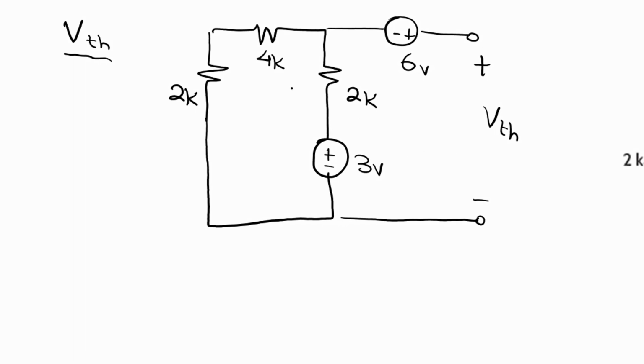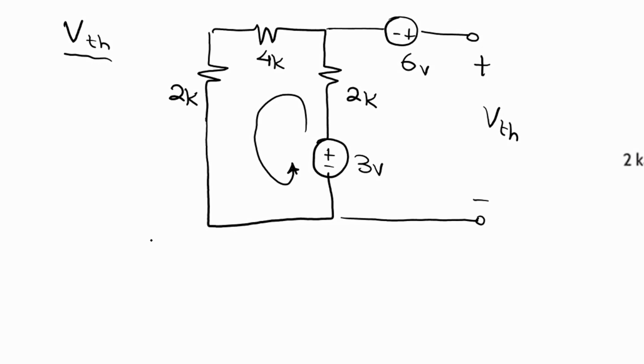So here we have a single loop. Of course, we don't have any current flowing in the 6-volt battery because its terminal is open, so there is no current flowing in the 6-volt battery, but still it will affect the value of V Thevenin. But at least we know that for this circuit, the current will only flow in this loop. Okay, so it will flow in the 3-volt battery and in the two 2K resistors and the 4K resistor. It will not flow in the 6-volt battery.